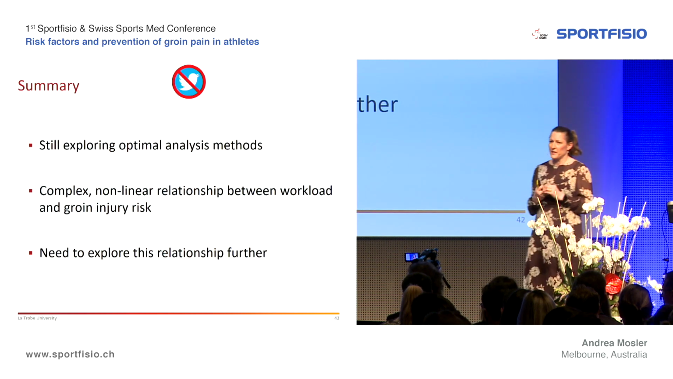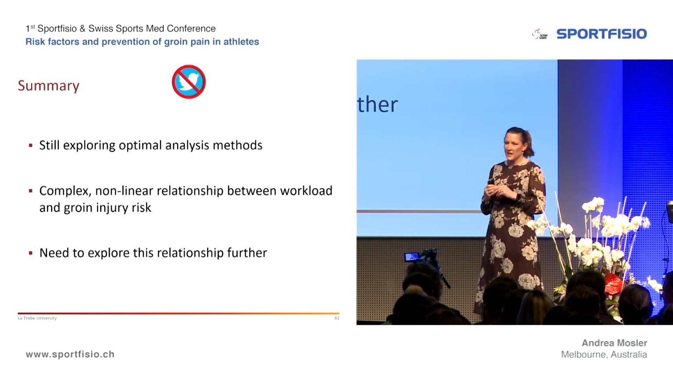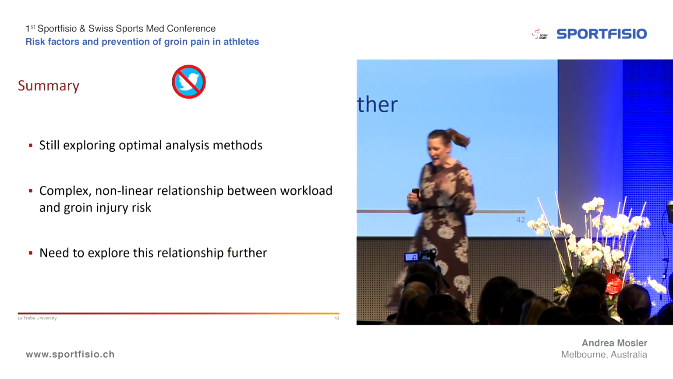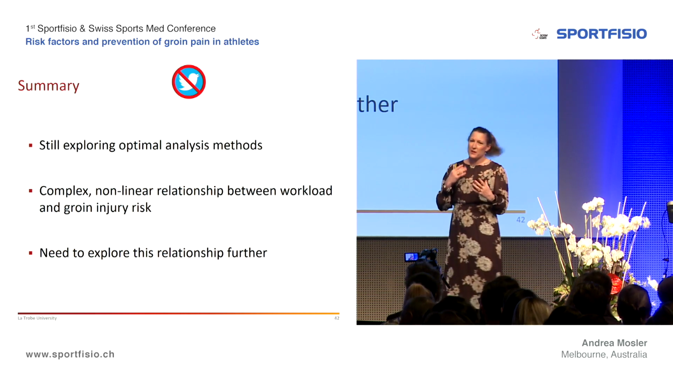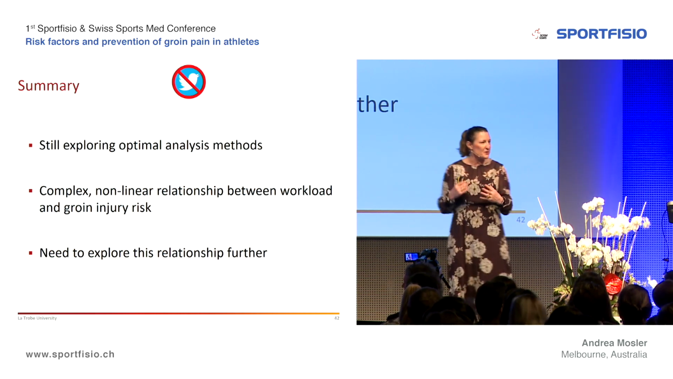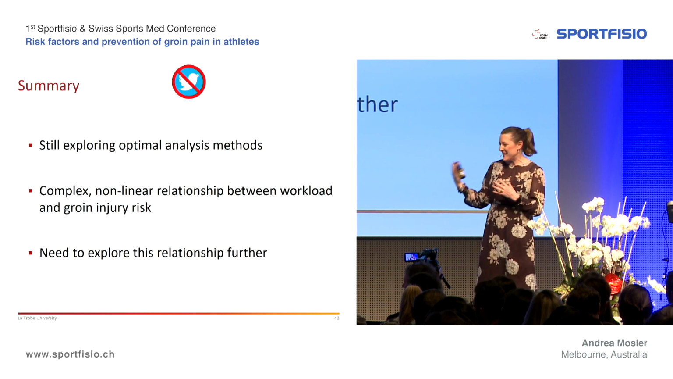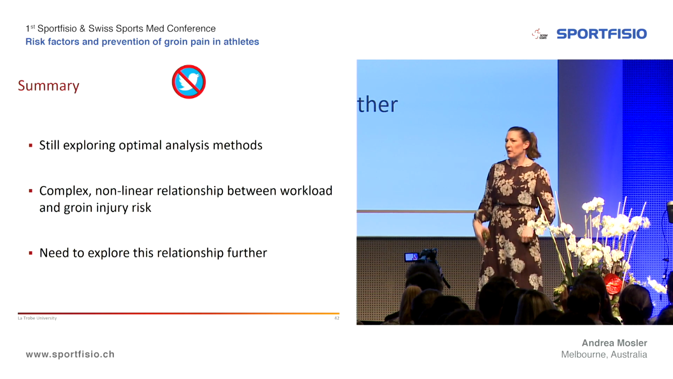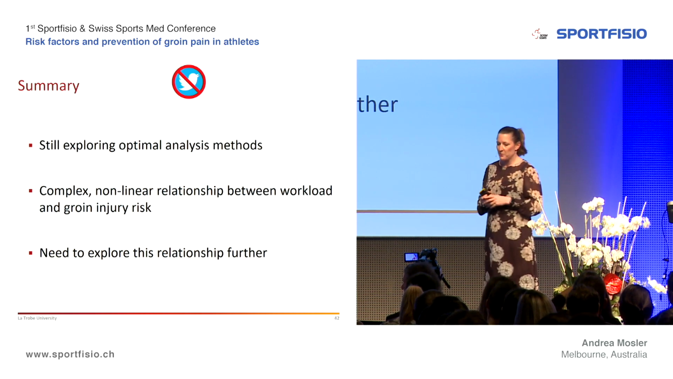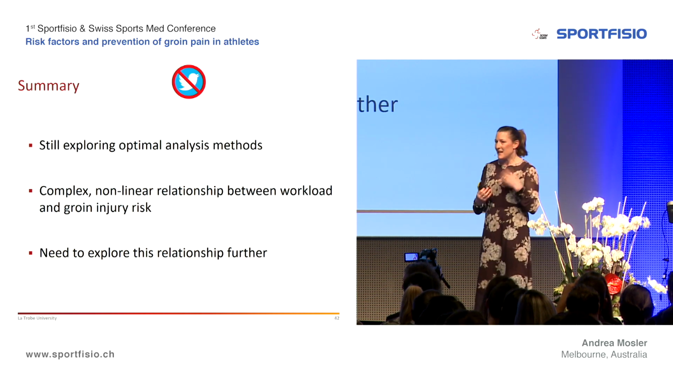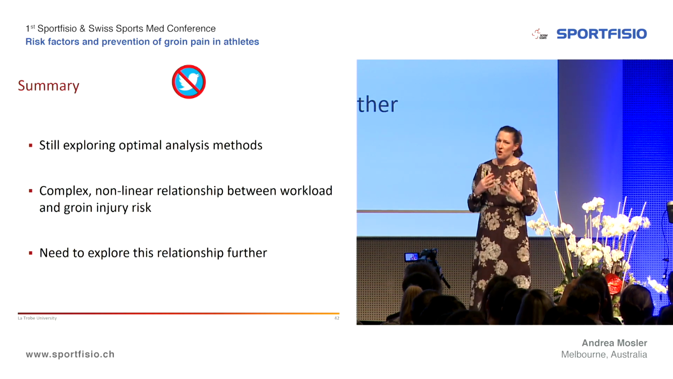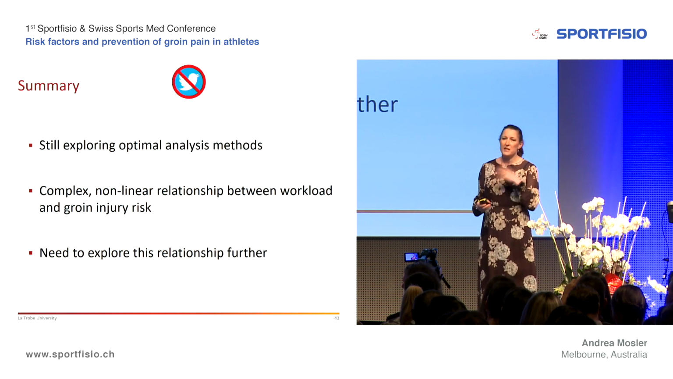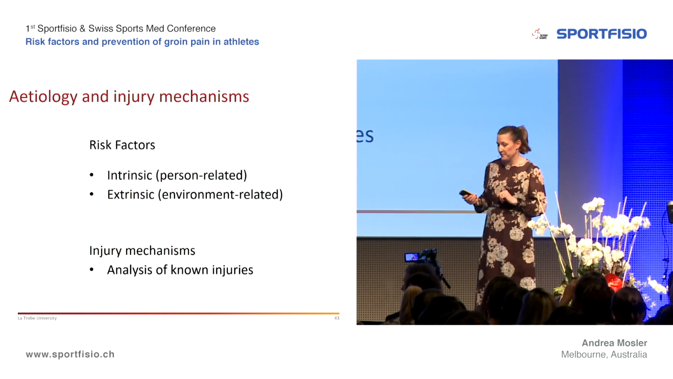So we're still exploring the optimal analysis methods, and I'm a little bit scared of Franco here, so I'm just going to walk away so I can't see him. But we're looking at the coupled versus the uncoupled. We're looking at the acute to chronic workload ratio as a continuous variable, and we're still exploring, like the rest of the world, what the optimal analysis methods to use are. But it does look like there's a very complex but non-linear relationship between workload and groin injury risk. And we need to explore this further.